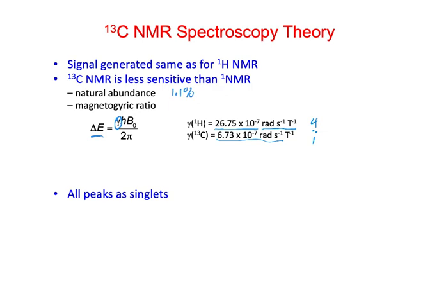Okay. All right, so we have lower delta E, less net magnetization. All right, so all peaks as singlets.